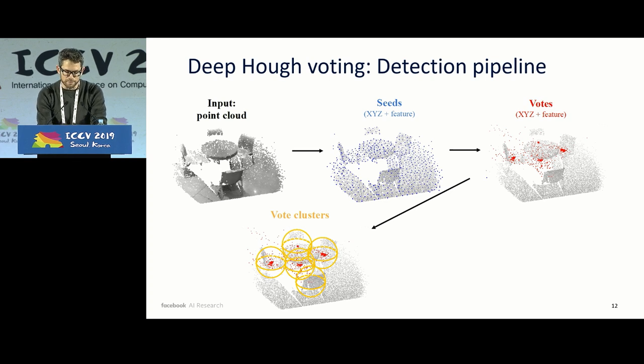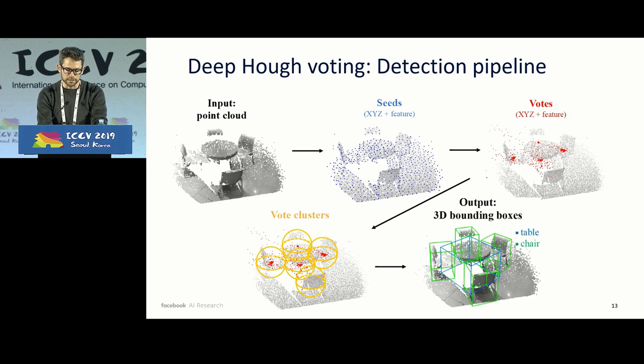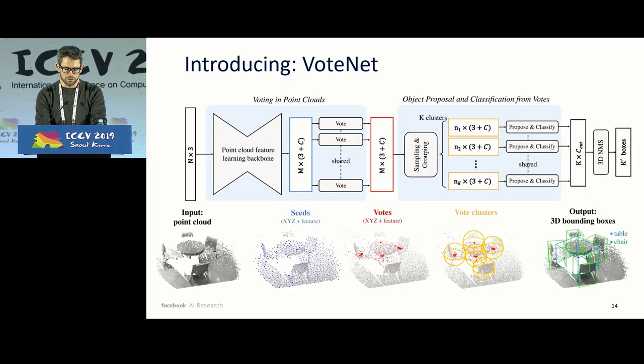Next, we group the votes by their spatial proximity and aggregate their features through another point network. This is different from the traditional pipeline, which runs a clustering algorithm, and by avoiding explicit clustering, we can make the aggregation step differentiable. Finally, the aggregated vote features generate 3D bounding box predictions with their pose, scale, and semantic class. All the aforementioned steps form a single feed-forward network, which we call VoteNet.